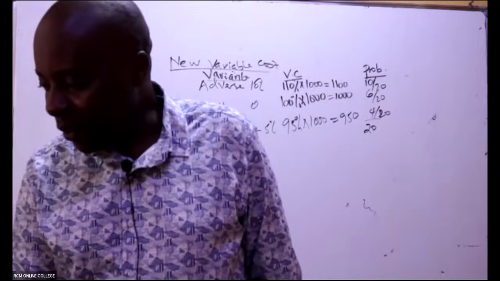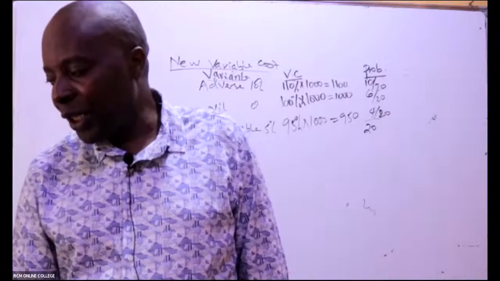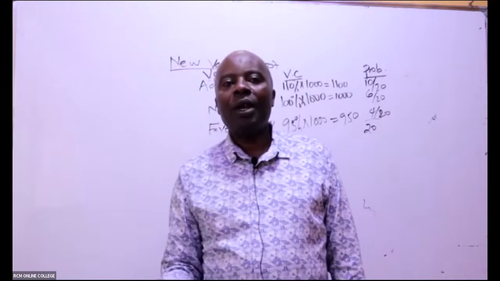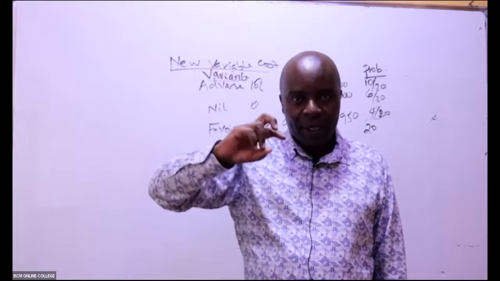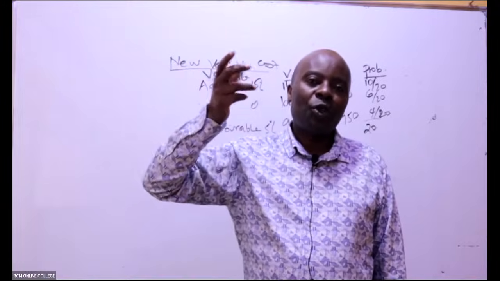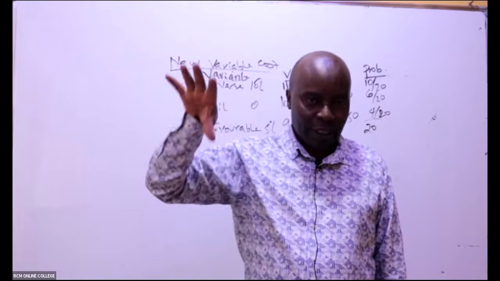The standard is 1,000. They told us up here that the standard variable cost of manufacturing is 1,000. That's the standard one. And then we expect variations. The first variation is bad variation, adverse variance of 10%, ladies and gentlemen. What do we do to get actual cost when you are told that it is 10% adverse? It means that the actual is more. So you add that 10% to our ordinary 100. So you take 110% of the 1,000.